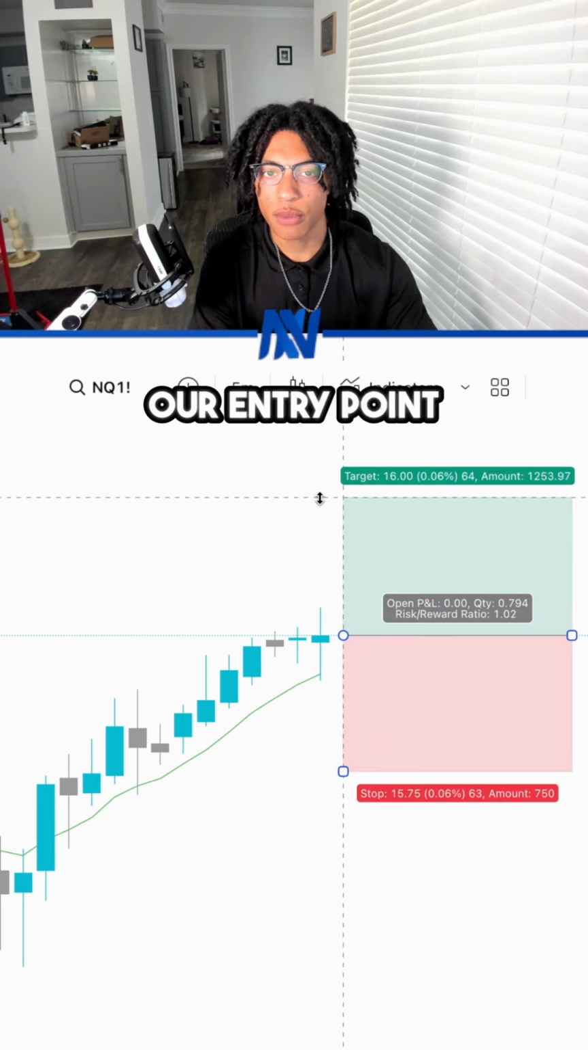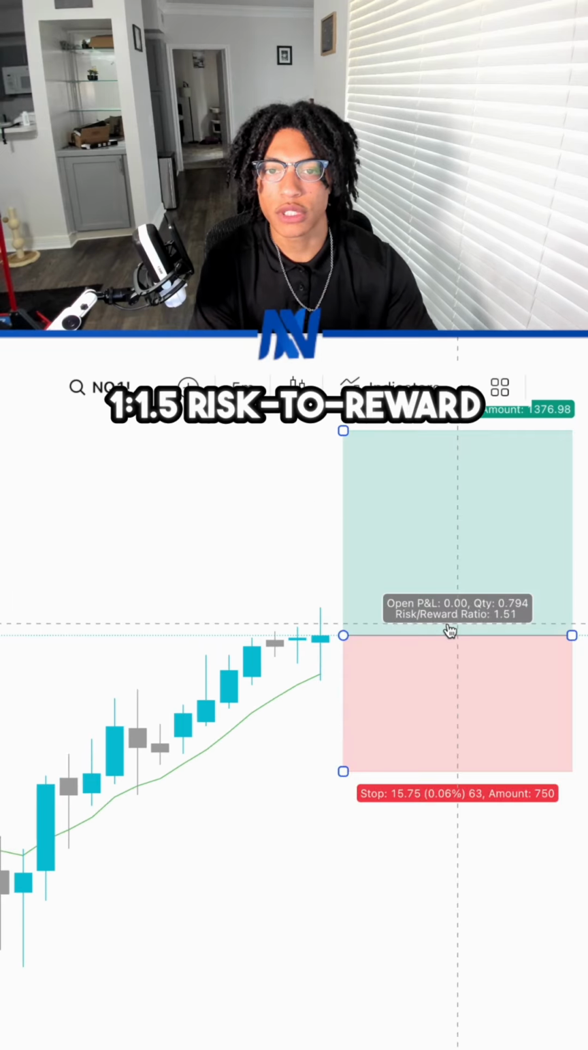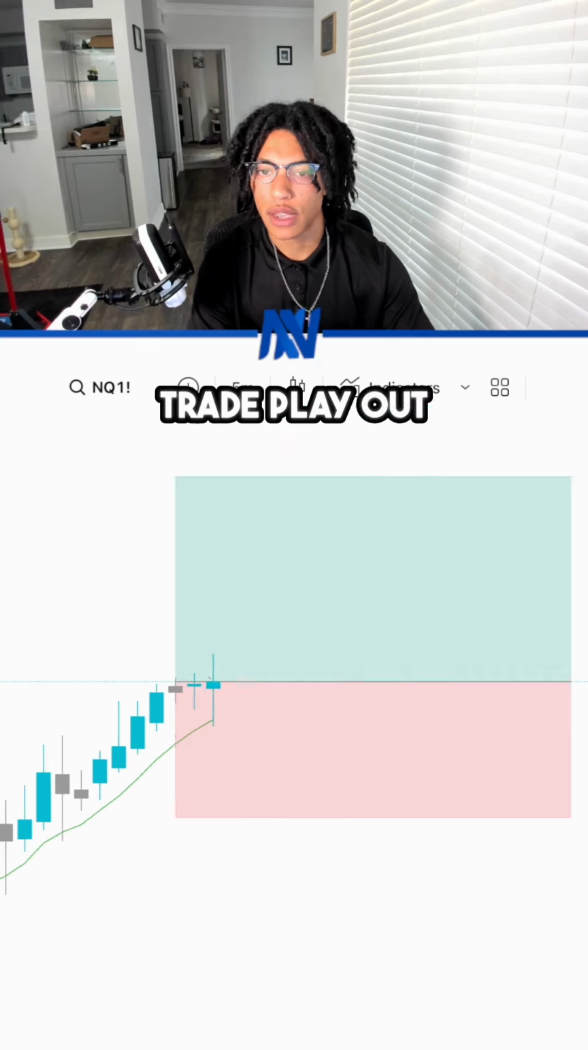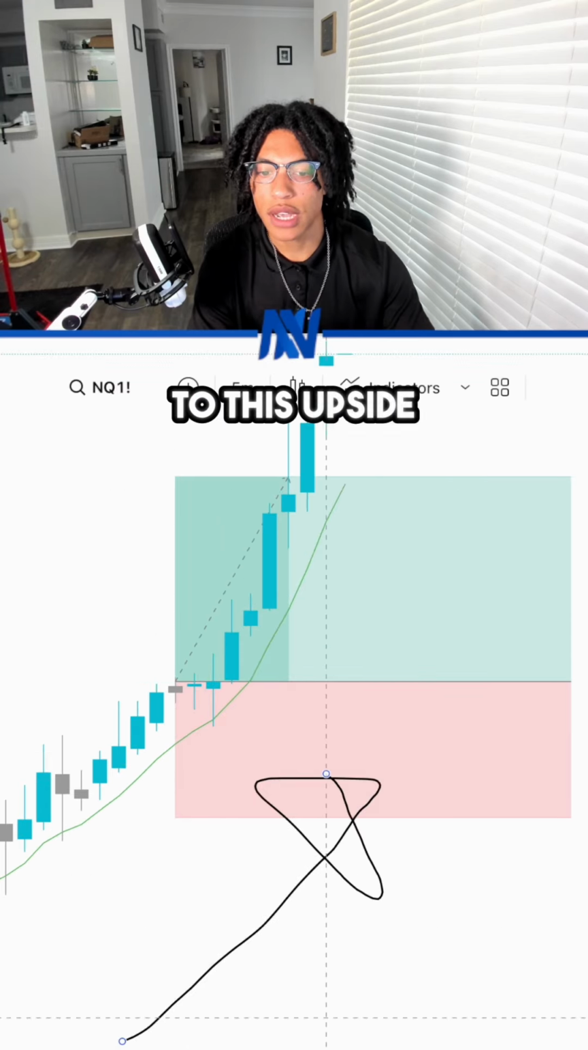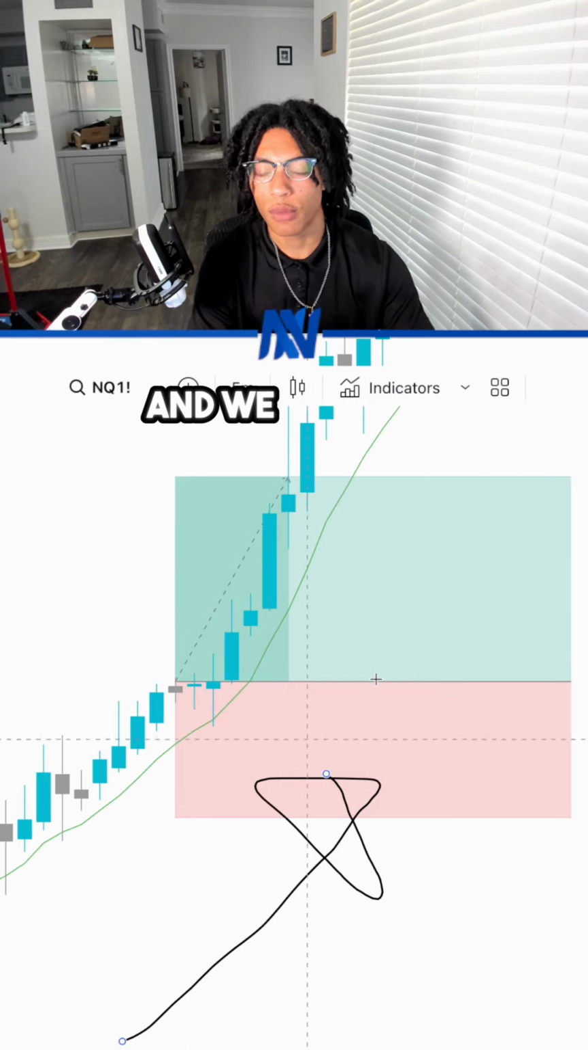Now that we have our entry point, we're going to target a nice 1 to 1.5 risk to reward ratio, and we're just going to let the trade play out. And as we can see, price still continued to the upside, and it continued to respect this 8 EMA, and we ended up taking profits.